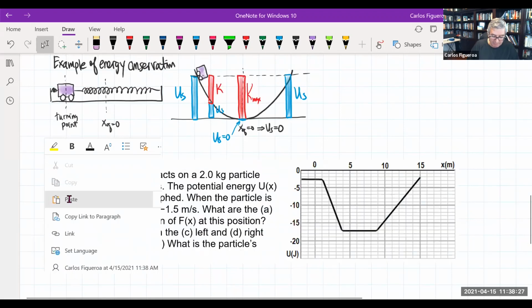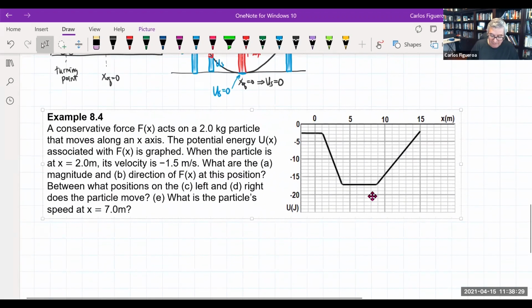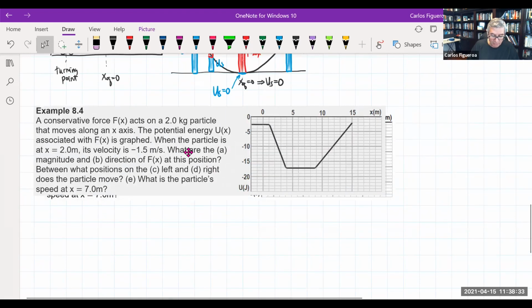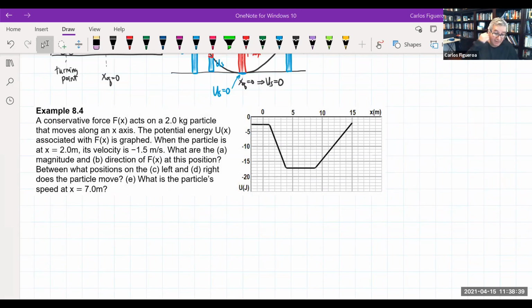And this problem can be done with negative values, but we don't want that. That's too much work. What we want to do here is interpret this knowing that the only thing that matters is energy differences. That's all we care about. Let's read the question.